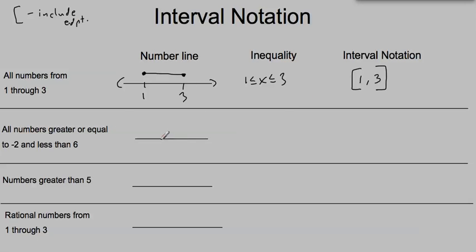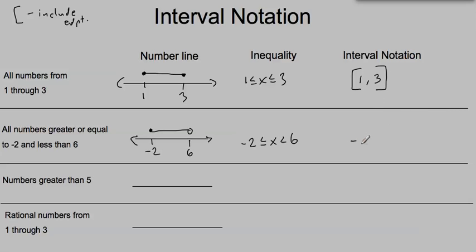Now, let's look at the next one down here. All numbers greater or equal to -2 and less than 6. First, we'll make our number line. I need my endpoints -2 and 6. I want to be greater or equal to -2, so it's a closed dot. I want to be less than 6, not equal to, so it's an open circle. And here we go. My inequality statement that I would write is -2 less than or equal to x, but less than 6.